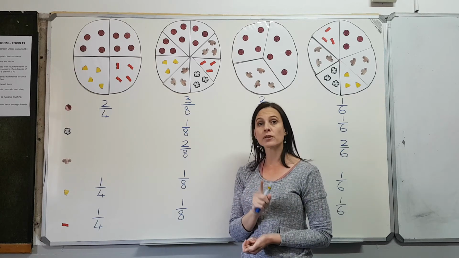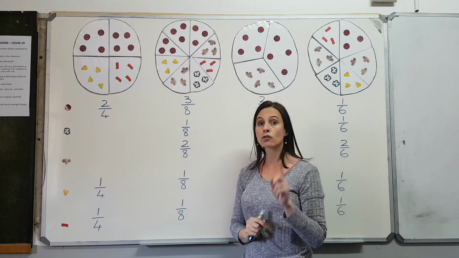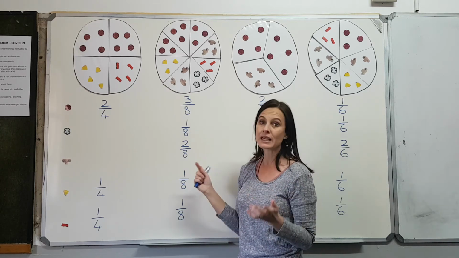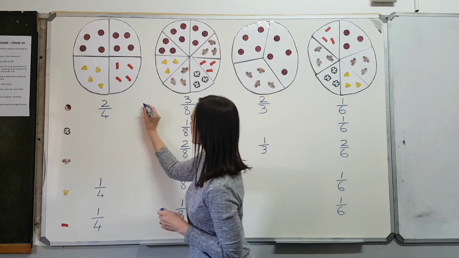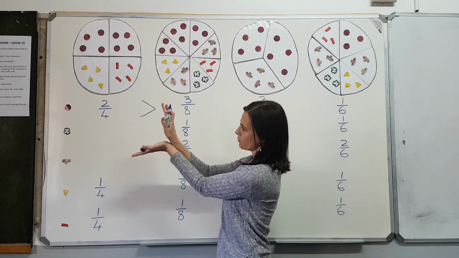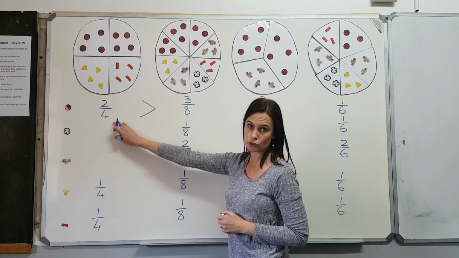Now I hope you remember the crocodile mouth that you learned in grade 1 and in grade 2. The crocodile will always eat the biggest number or the biggest fraction. So let's put the crocodile mouth in. This crocodile mouth is open that way because it's going to eat the bigger fraction of the 2.